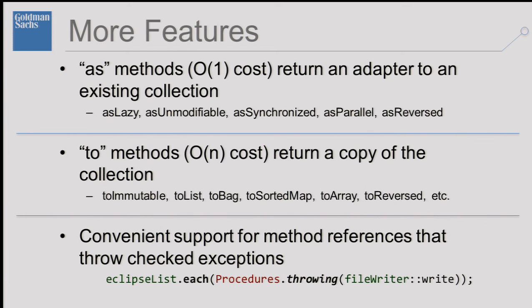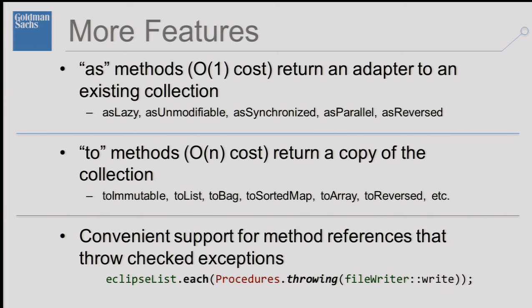We also have as unmodifiable, which provides you a read-only API for accessing that data. Synchronized, parallel, reversed. So if you're iterating it as reversed, it'll iterate backwards over that data. We have two methods as well, but these take a copy of the data. So it's really just the naming convention. As creates you a view, to creates you a copy of the data in a different data structure.